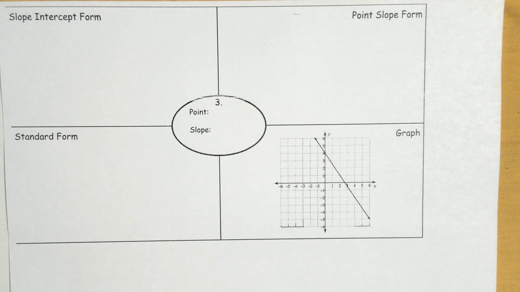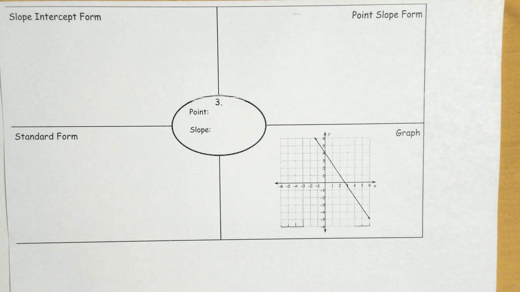Hello class, we are going to continue on with our Frayer models, and our next one is when we are given not a point, not a slope, but definitely a graph. And with this we can choose 2 points and put it into the slope formula to find our slope, or we can use rise over run.